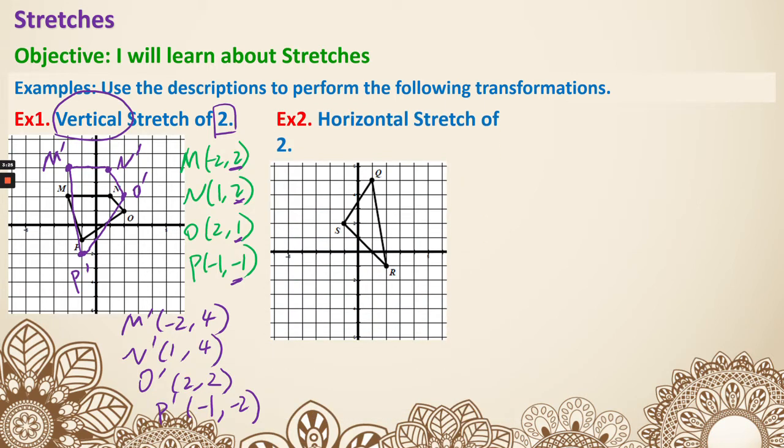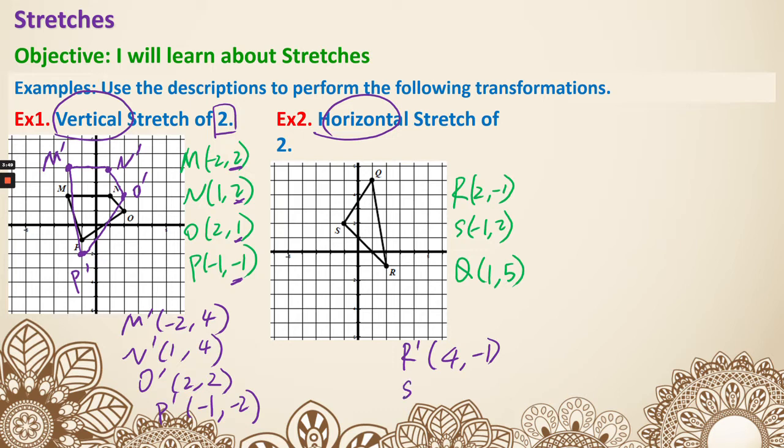Example 2, horizontal stretch. Same idea. Let's start with the original points. We have R, which is 2, -1. We have S, which is -1, 2. And we have Q, and that is 1, 5. It is a horizontal stretch this time, so we are going to change the x coordinates. R prime, 2 times 2 is going to be a 4, y stays. S prime, -1 times 2 is a -2, and the 2 stays. Lastly, Q prime, 1 times 2 is going to be a 2, and the 5 stays.